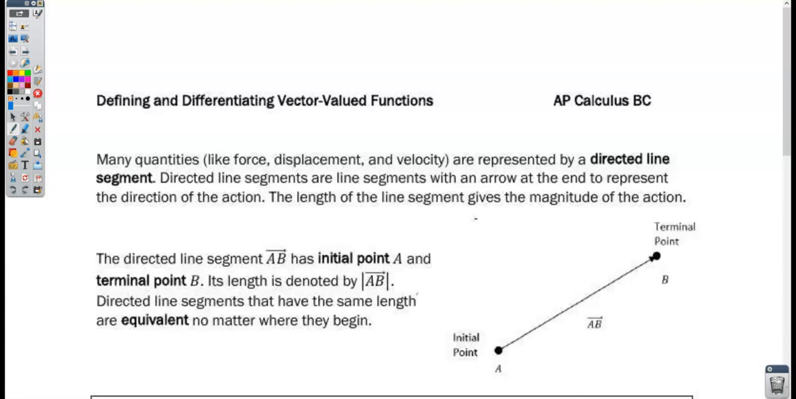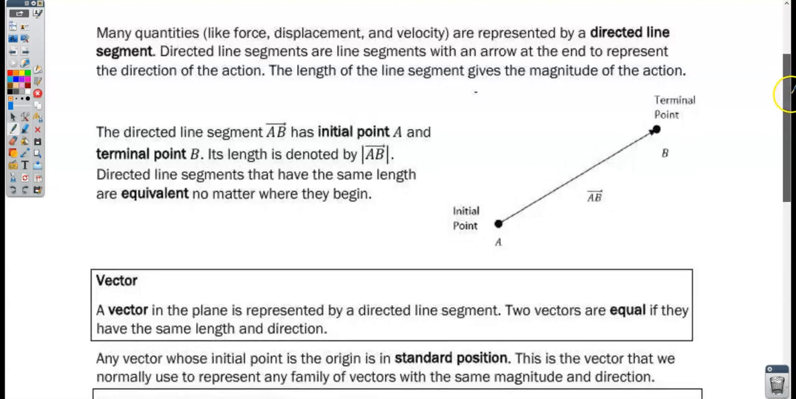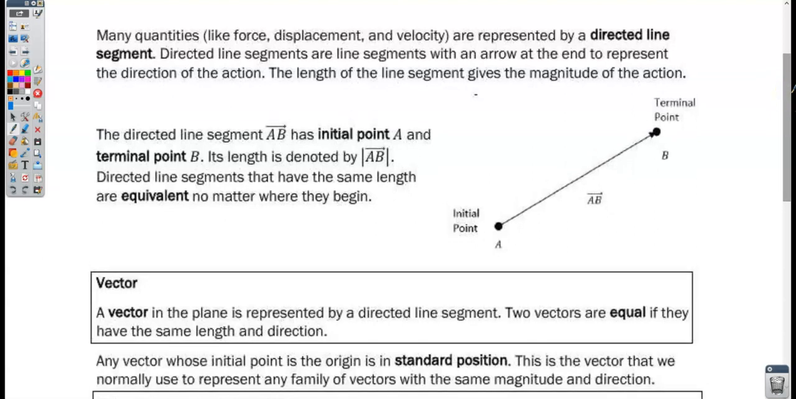Alright, welcome back everybody. In this video we're going to start talking about section 9.4 of AP Calculus BC, defining and differentiating vector-valued functions. I've got a lot of expository information in this lesson, some of which you might know, some of which you might not know, so let's dive in and take a look at what all we say here.